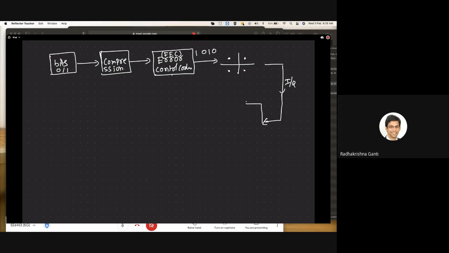A quadrature modulator takes I. This is the I part. This is the Q part. There are 2 separate wires that are coming. Then what will it do? So there's an oscillator. Let me just draw this properly.